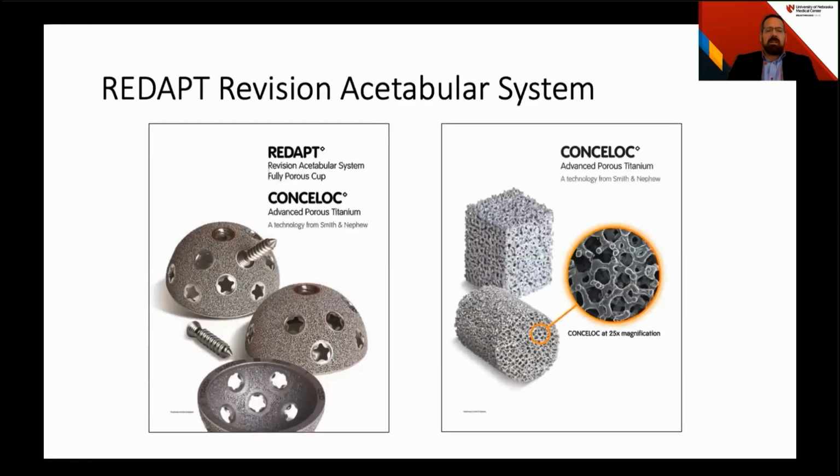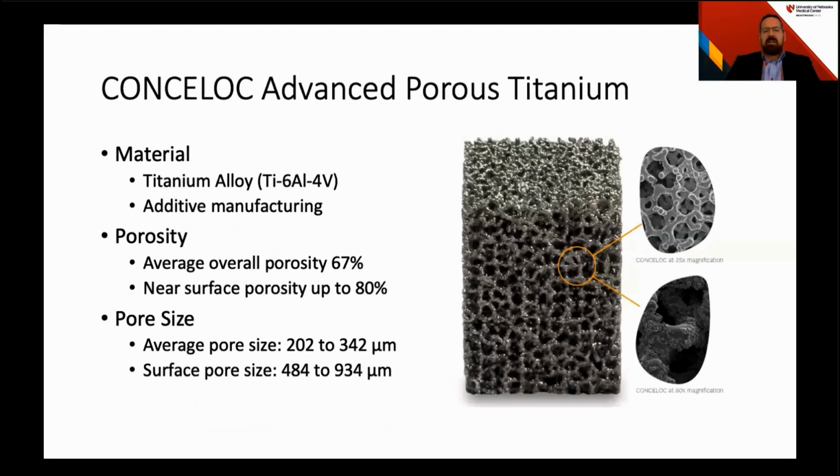So that takes us into the design features of the Redapt revision acetabular system. I think it's important to understand that this system was built from the ground up on the Conceloc advanced porous titanium, and we'll spend some time talking about that material, but that's really the backbone of this system. So it's a Ti-6 titanium alloy that's created from 3D printing or additive manufacturing. It has an overall porosity of about 67%, but because it's created through additive manufacturing, they can control the porosity at different areas in the cup.